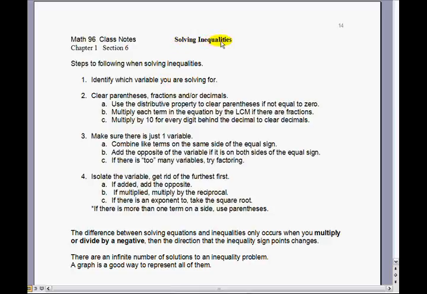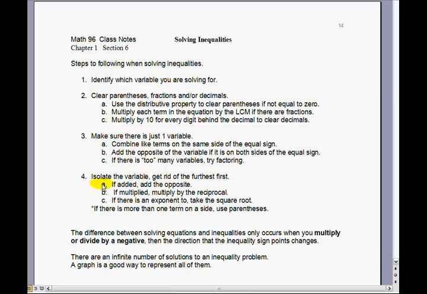Solving inequalities. Our first step would be to identify which variable you are solving for. Then we'll still clear parentheses, fractions, and decimals. Make sure there's just one variable. You can combine like terms or add the opposite to both sides of the inequality. Then you'll need to isolate the variable, getting rid of the furthest thing first.